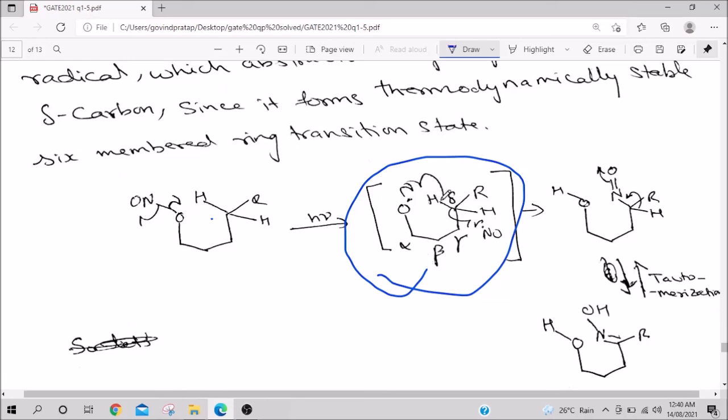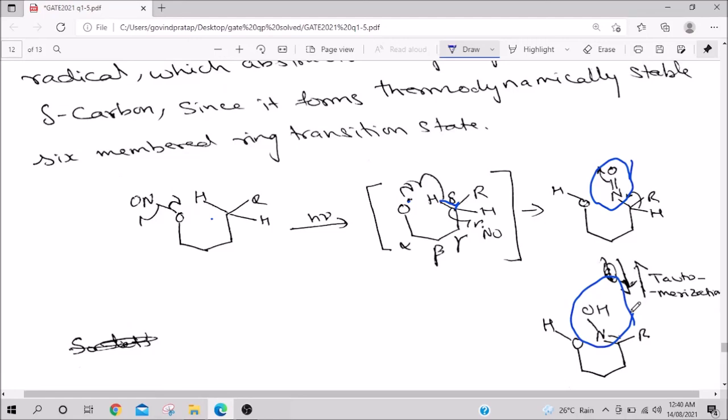So you see this is interacting with this. If you make something like this dash, it is forming a 6-membered transition state. So ONO is always there, so NO breaks up in presence of light, and then the oxygen radical reacts with the hydrogen on the delta carbon, remember this. Then you get a nitroso group, which again tautomerizes to give you an oxime. Oxime is double bond NOH.